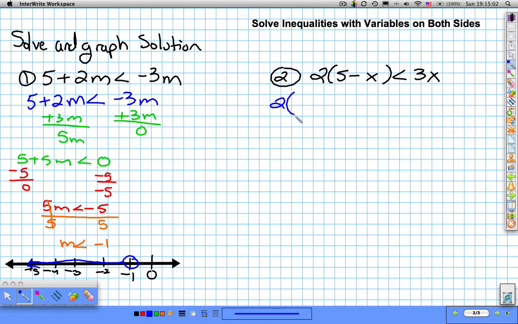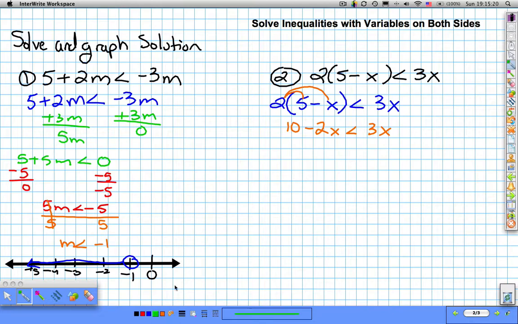This is 2 times the quantity of 5 minus x, which is less than 3x. So, what I first need to do is distribute this 2. 2 times 5 is 10. 2 times a negative x is negative 2x. This is less than 3x.